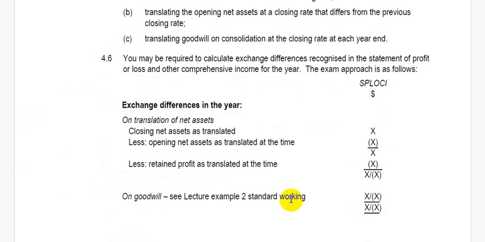In the tutorial, I shared this pro forma, and this pro forma requires that on translation of net assets, you translate the closing net assets at the closing rate, and then you deduct that from the opening net assets as translated at the historical rate.